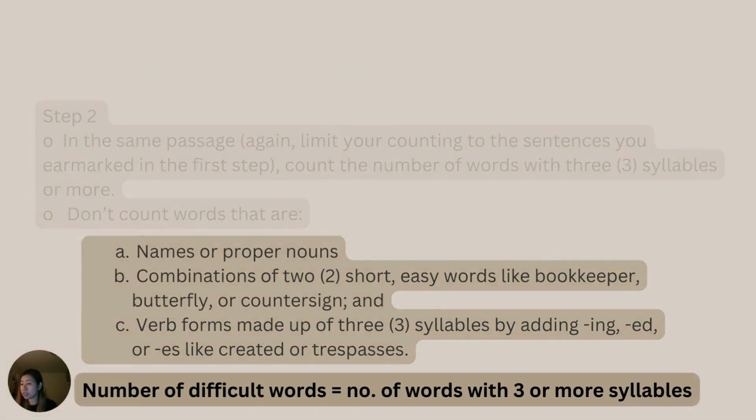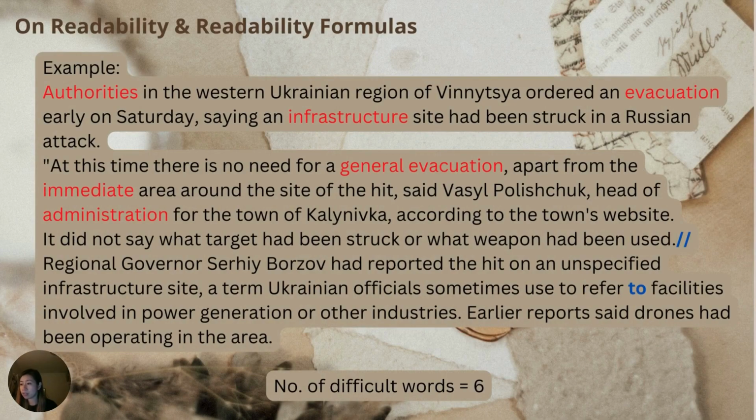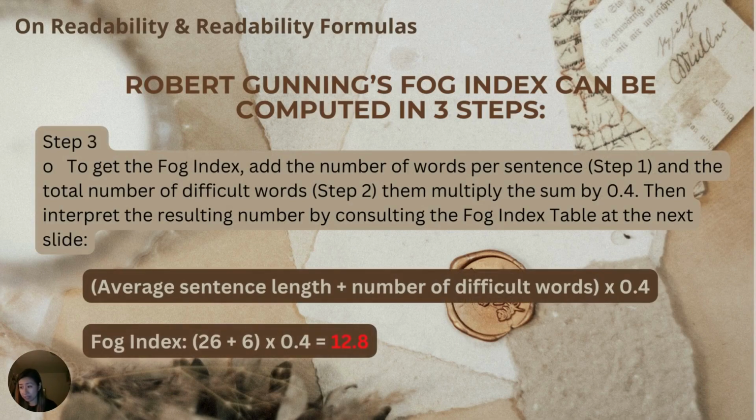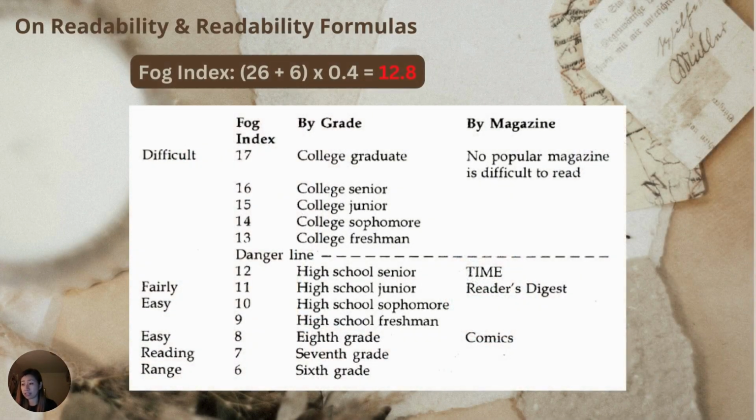So to count the number of difficult words using the example that we used, again, we're going to use the snippet that we got earlier. We count 6 difficult words. So those are words that have 3 syllables or more. Now that you have that, you have both the average sentence length, which was 26, and the number of difficult words, which is 6. To get the fog index, then you would have to add those two and multiply it by 0.4. So with our example, we get 12.8. So that is the Gunning's fog index.